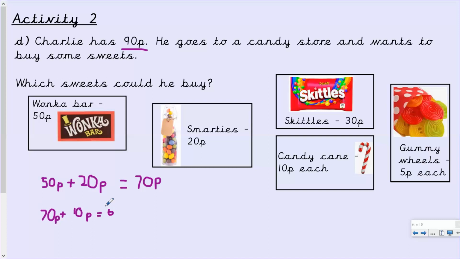And he still has some money to spend. He spent 80p and he has 90p to spend. What else could he buy? Could he buy another candy cane? Yes, he could, because 80p plus 10p would equal 90p.